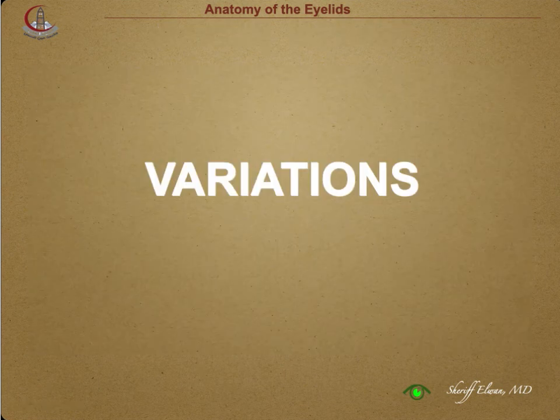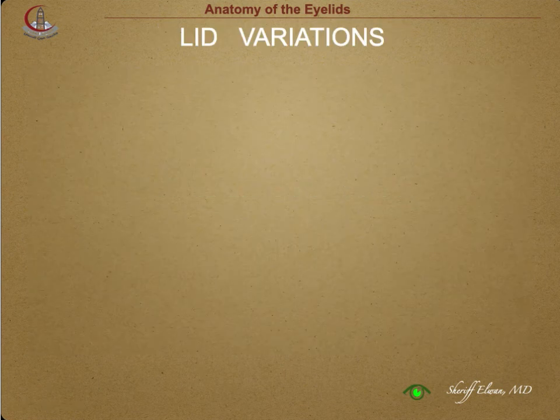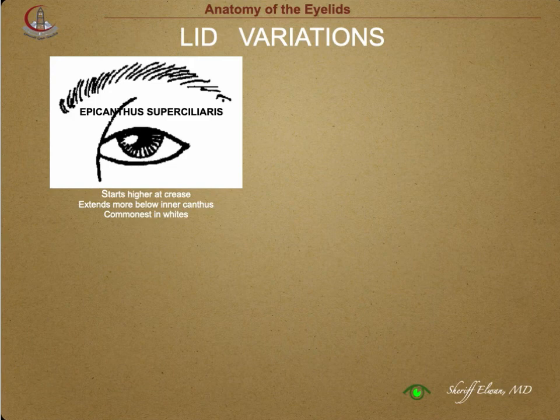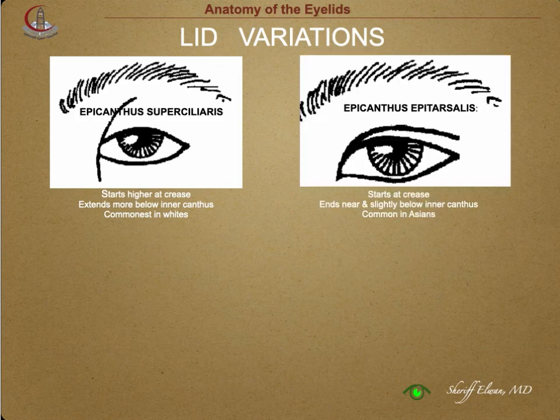Now we come to variations of the eyelids, and to start these variations, I have to tell you that this variation in shape is definitely in the two structures of the superior palpebral crease and the medial canthal fold. First, we have the variety known as the epicanthus superciliaris, where the fold starts higher at the crease and extends more below the inner canthus, and this is the commonest configuration in whites.